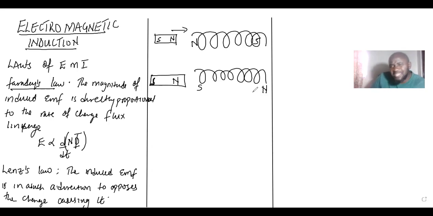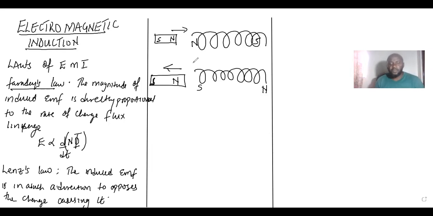Whereas when you move away the magnet, still the magnetic field will change. So when you draw away the magnet from the solenoid, the magnetic field is going to change in a way that creates a south pole at the exit. And this south pole at the exit is trying to attract back the north pole that is going away. So that is what Lenz's law states. It states that the induced EMF is always going to act in such a way that it will oppose the change that has caused it, right?